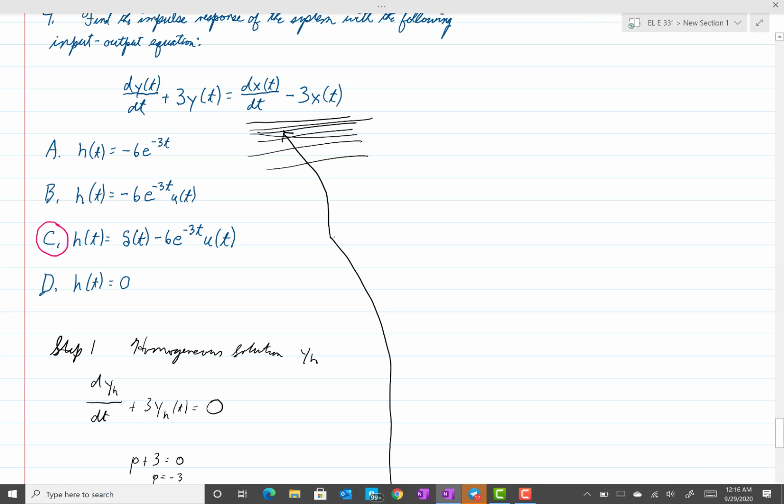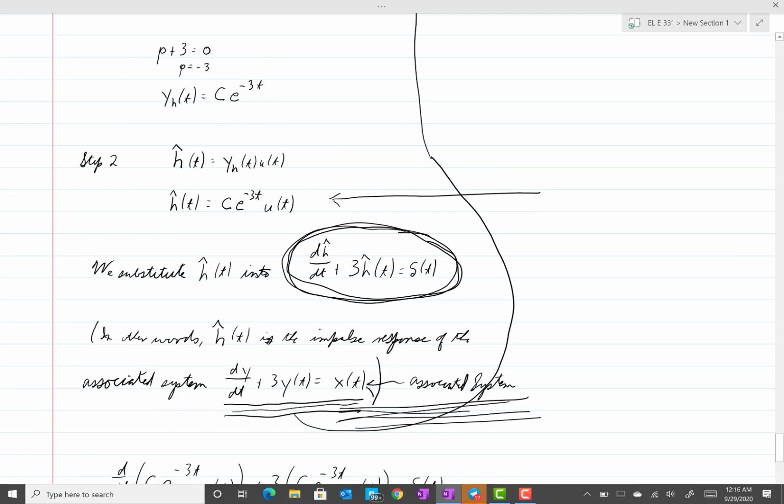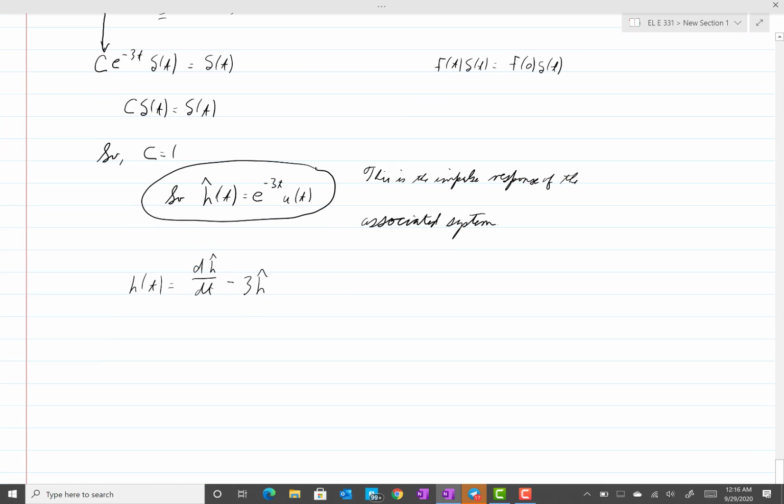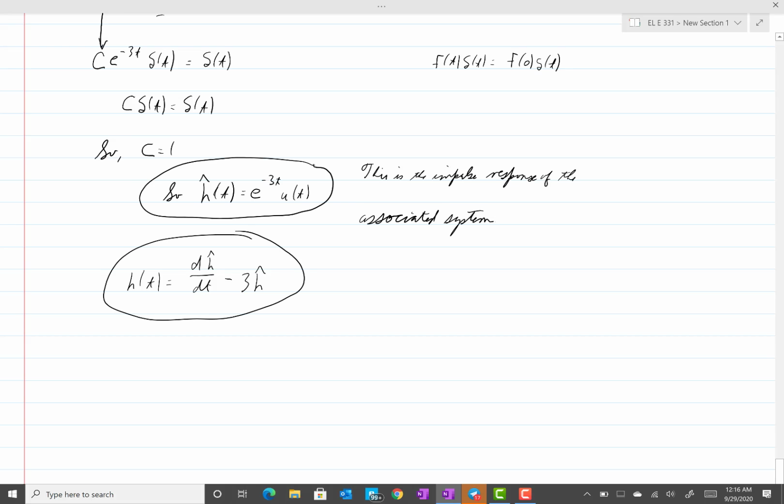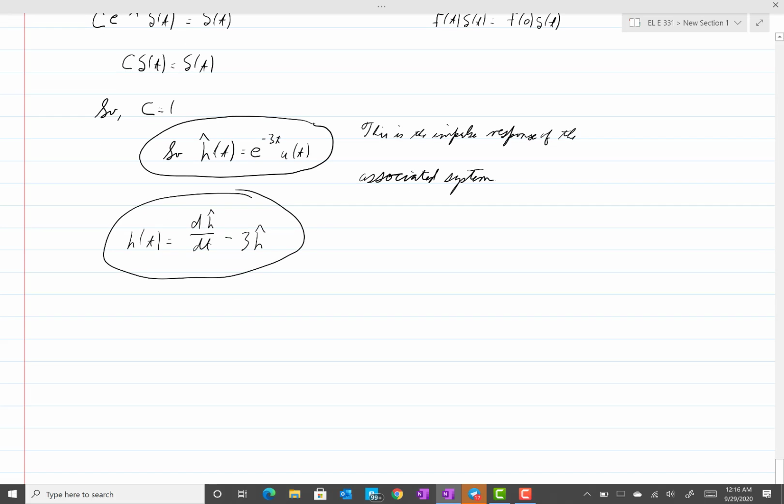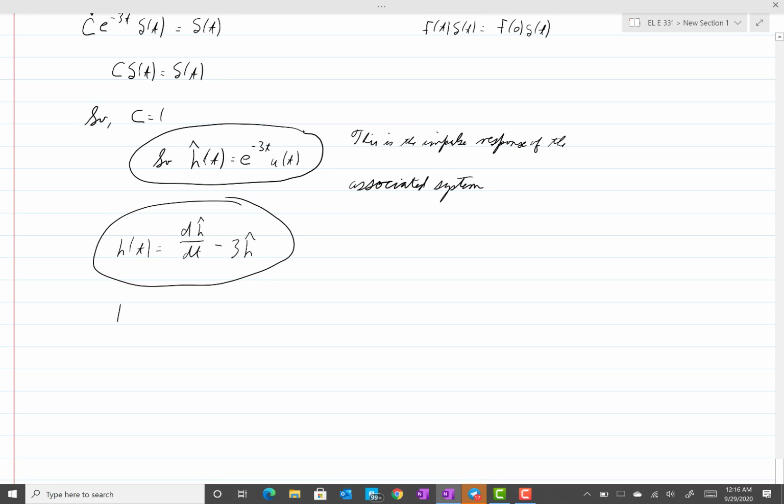So we're going to have the same kind of equation that we have right there. The derivative minus 3 times the function. And so that's the same thing we'll have here. The derivative of h hat minus 3 times the function itself. So h of t, to finish up, will be equal to d dt of e to the minus 3t u of t minus 3e to the minus 3t u of t.